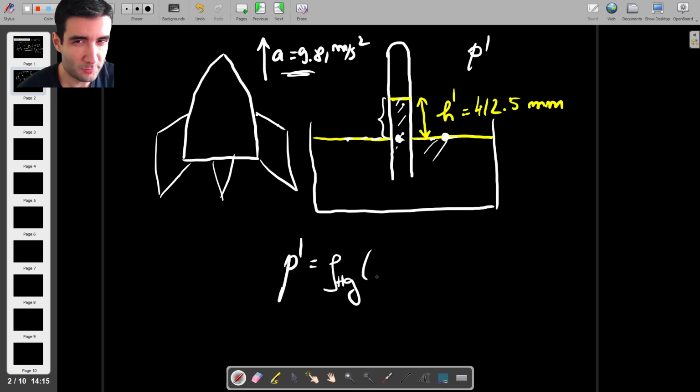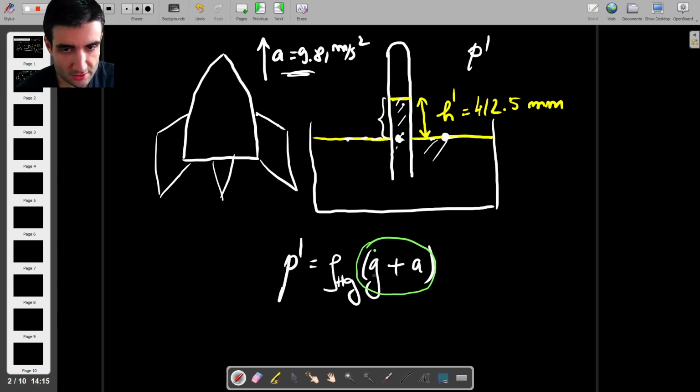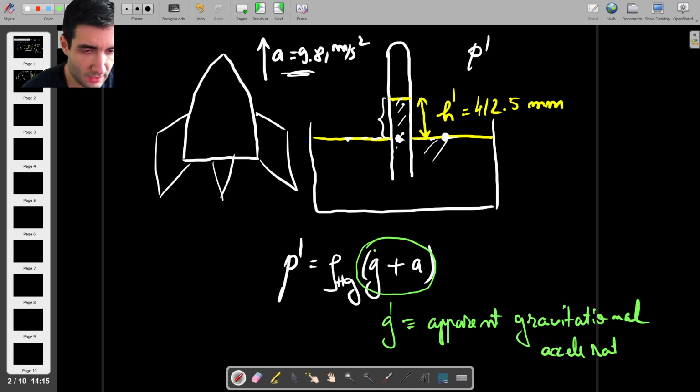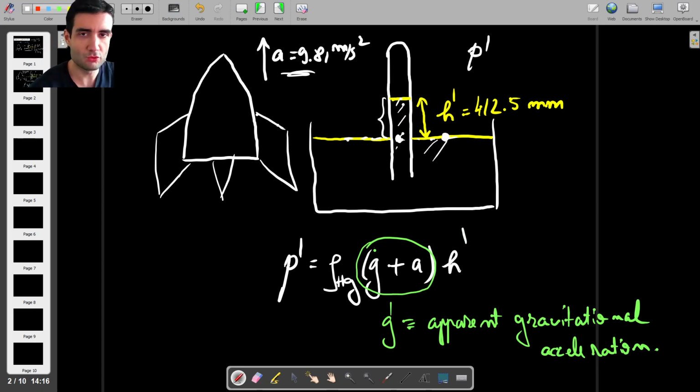So this is not multiplied by g, it's going to be multiplied by g plus the acceleration. So g plus acceleration is going to be sort of like g prime, also known as the apparent gravitational acceleration. So everything becomes heavier, including the mercury, and the new pressure given by the barometer is given by this g prime, and then it's again multiplied by h prime, which is the new height.